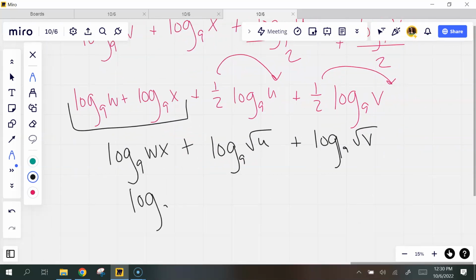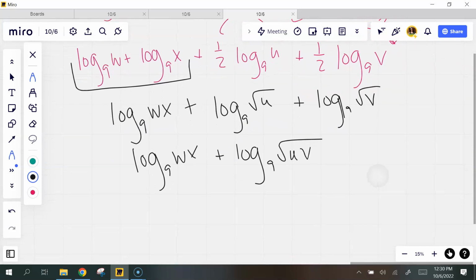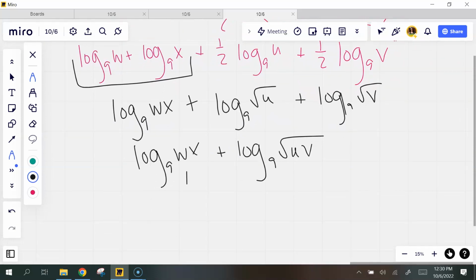I have log 9 wx plus log 9 uv. And now because those bases are the same, I can multiply those together also. So log 9 wx root uv.